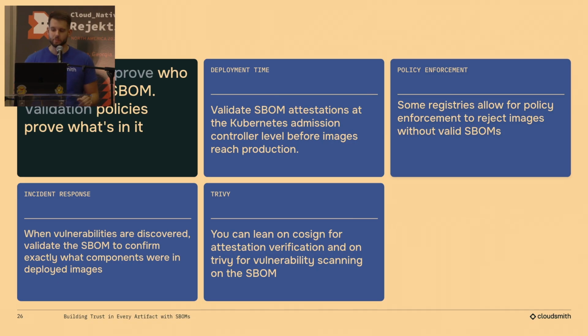Some registries actually allow you to do policy enforcement to reject images without valid SBOMs or attestations, even before downloading the container image at all. I think Harbor allows you to do this. Cloudsmith also allows you to do this. And also, when you have the SBOM and when a new vulnerability is discovered, you can actually validate across all of your organization if that vulnerability actually affects you or not.